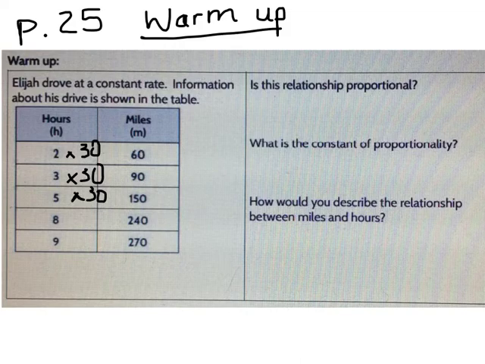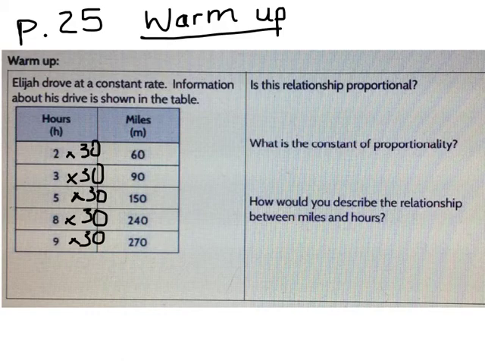What about 8 hours and 240 miles? If Elijah drives 240 miles in 8 hours, what's the rate? It's still 30 miles per hour. Now let's try 9 hours and 270 miles. If Elijah drives 270 miles in 9 hours, what's the rate? The rate is still 30, because 9 times 30 is 270.